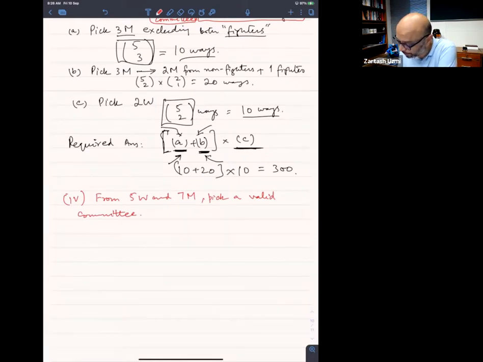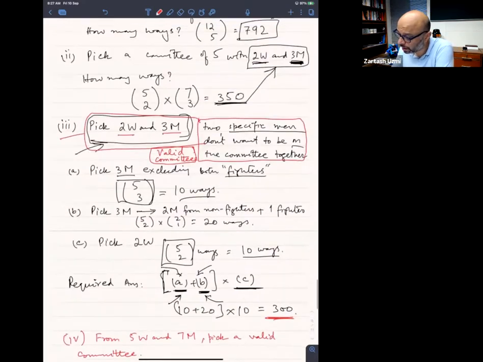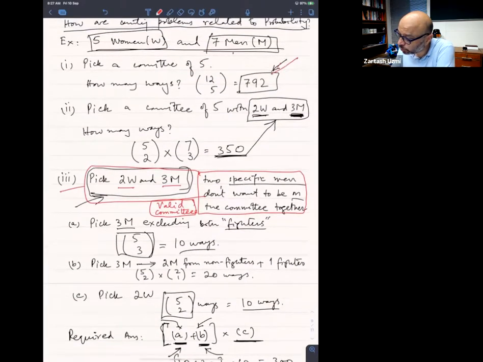What is the probability that you will pick a valid committee? Answers in the chat window. What is the probability that you will pick a valid committee? Answers in the chat window. The probability that you will pick a valid committee would be 300 divided by the total number of ways that you can pick a committee, which was 792.